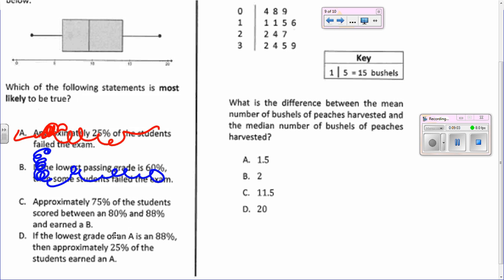If the lowest grade of an A is an 88%, approximately 25% of the students earned an A. So that would be from 6 down, which would be exactly correct. So it's got to be D. It's D.